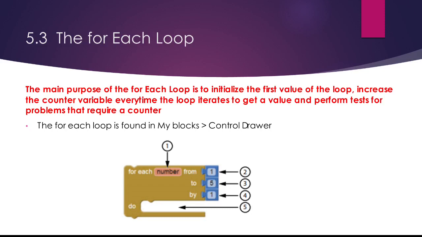Number 3 is pointing towards the to socket, which specifies the variable's ending value, and you can enter any appropriate value in this socket. So this means that when the counter variable reaches this value, the loop would stop iterating. Number 4 is pointing towards the by socket, which specifies the amount added to the variable at the end of each iteration. The default value is 1, but you can change it to whatever you want. And number 5 is pointing towards the do socket, in which you can plug in all your blocks, and these blocks will execute each time your loop iterates.